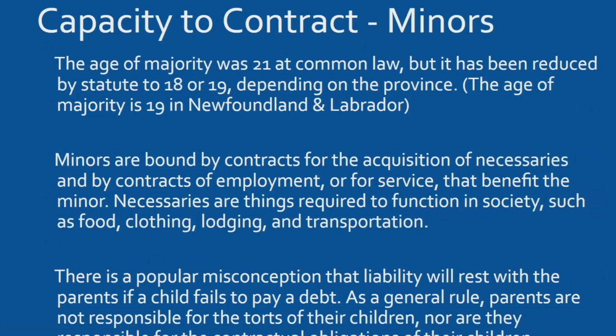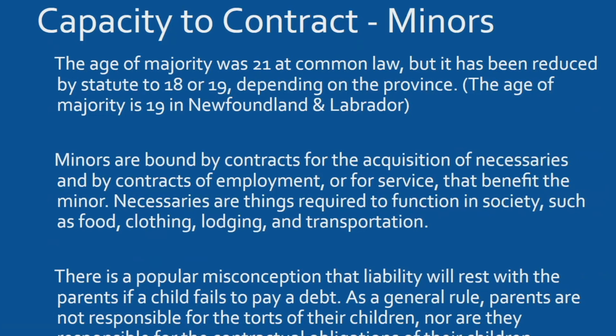Now, minors, companies got to be very concerned about dealing with minors in terms of writing contracts. So, for example, hiring a student to work who's less than 19. And what are the implications there? It's a contract of employment. Well, basically, the contract is not enforceable with a minor.